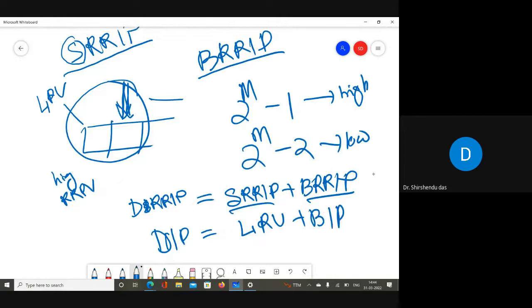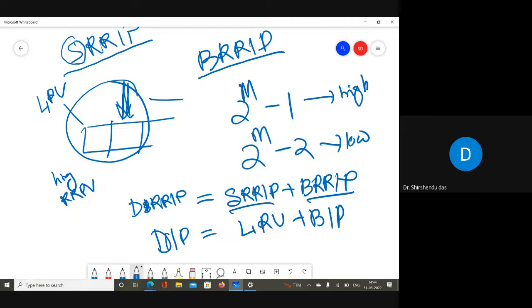So if I consider BRRIP and BIP, both are thrashing resistant, right? So the advantage here from SRRIP, because LRU is not scan resistant. LRU is not scan resistant, but SRRIP is scan resistant. So DRRIP is scan resistant as well as thrashing resistant. Scan and thrashing, both it can resist to some extent. So in this way, DRRIP is a better DIP.